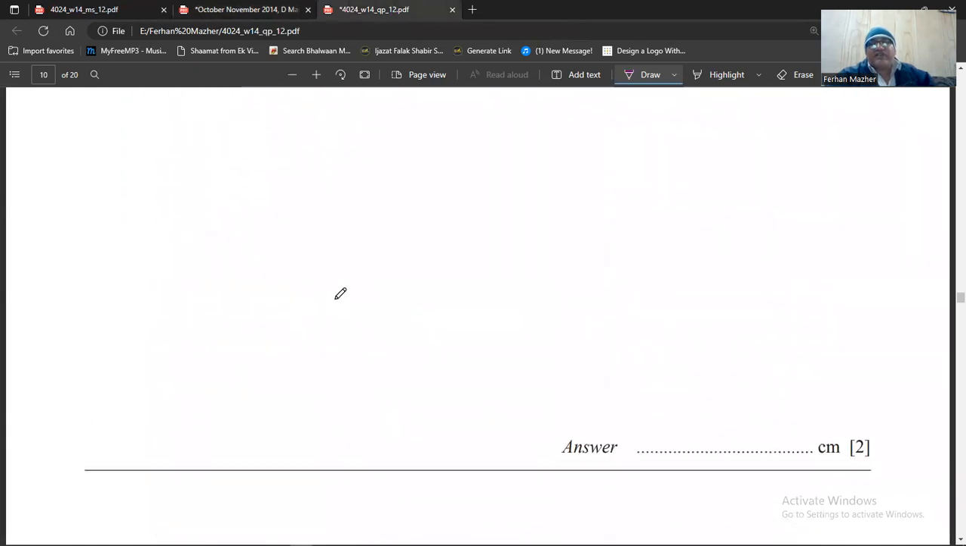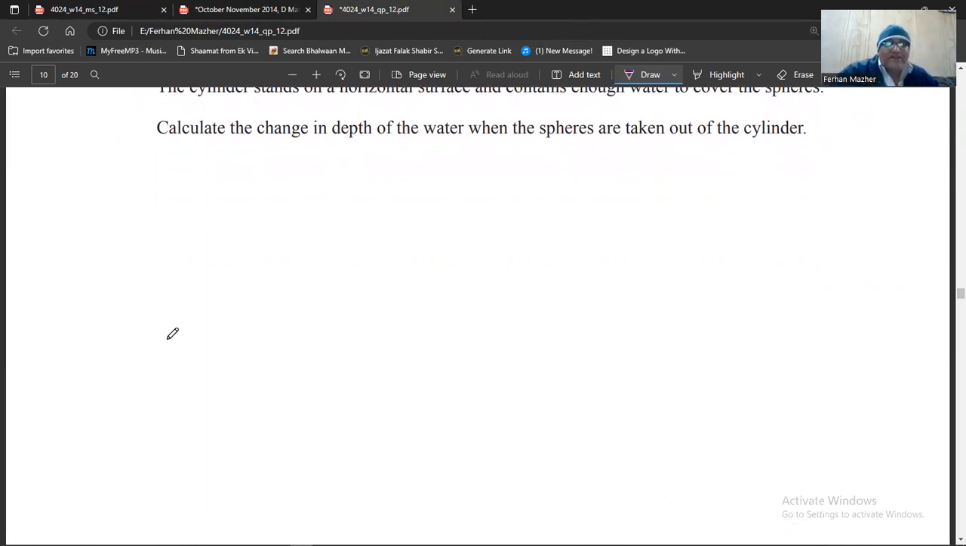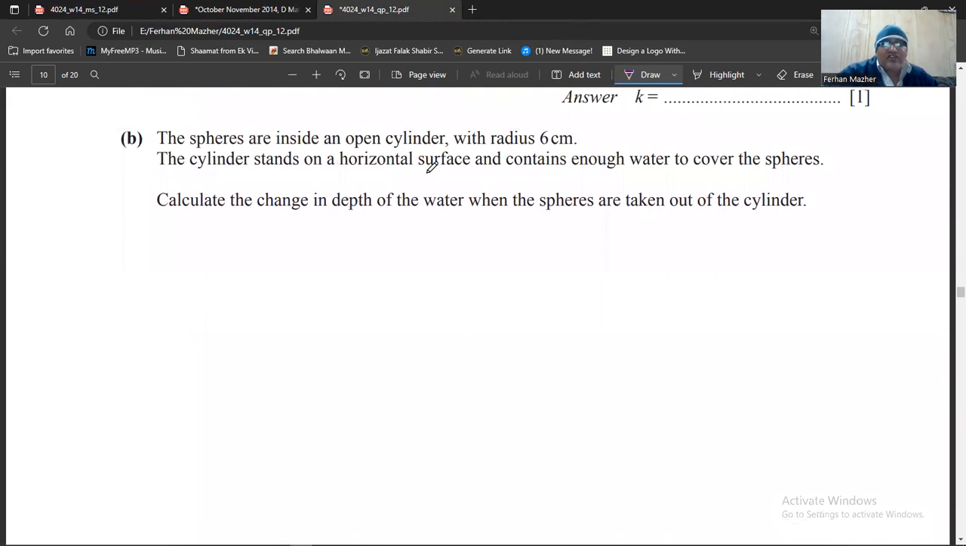Okay, so we are going to the next question. That is question number 15, part B. He says the spheres are inside an open cylinder with a radius of 6 centimeters. The radius of the sphere is 3, and the radius of the cylinder is 6. The cylinder stands on a horizontal surface and contains enough water to cover the spheres. Calculate the change in depth of the water when the spheres are taken out of the cylinder.